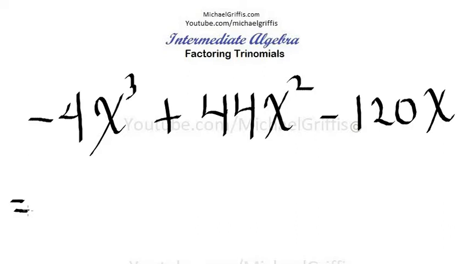Okay, so remember we always want to get a coefficient out here in this leading term, which happens to be x cubed. And we want to get that coefficient to be a positive 1. And so I always factor out a negative, and then I take a look at that coefficient of the leading term. It happens to be a 4, and 4 goes into 44, and 4 also goes into 120. So we know we're going to factor that negative 4 out.